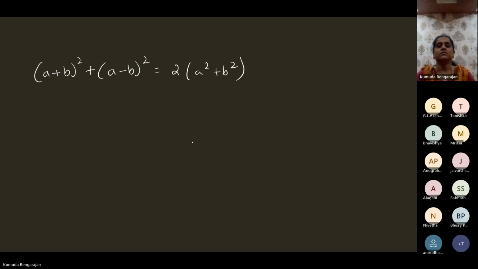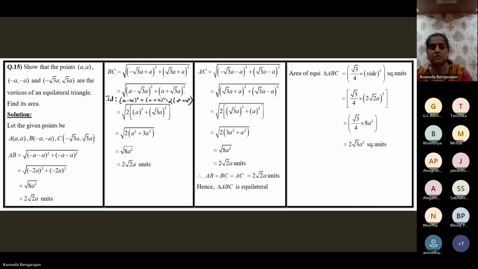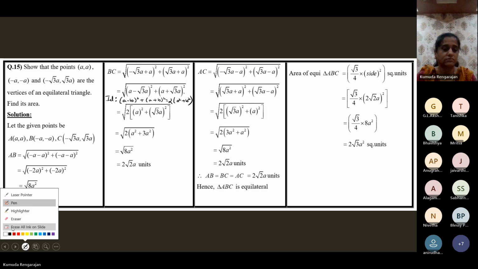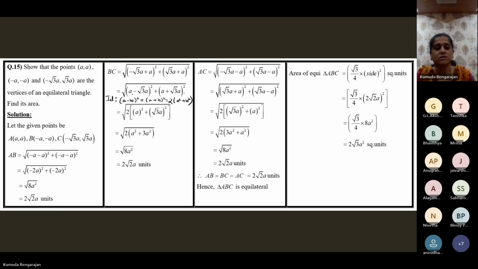So we've been using this identity: a plus b the whole square plus a minus b the whole square is equal to 2 of a square plus b square. In the simplification, we've used this identity. A minus b the whole square plus a plus b the whole square is equal to 2 of a square plus b square.